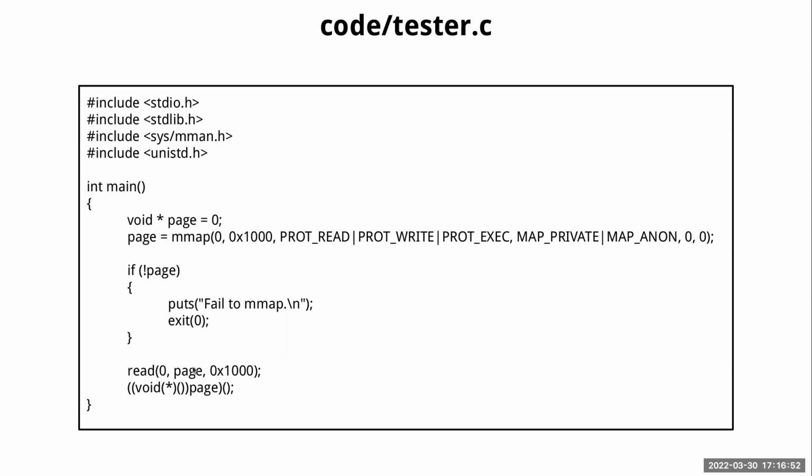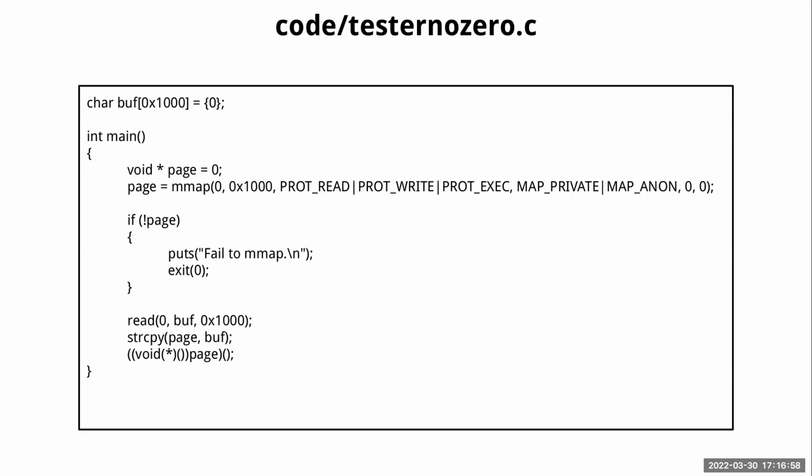Okay. So that's the first version of the tester. I didn't really put this version on the server. We're not going to use this. This is a second version, which is tester long 0, which means your shellcode.